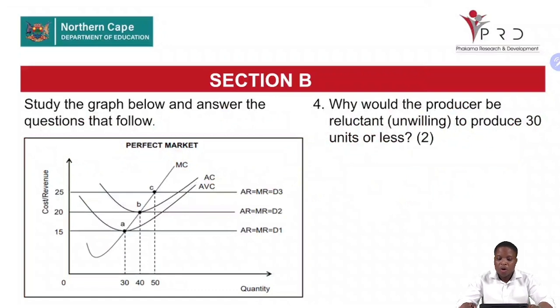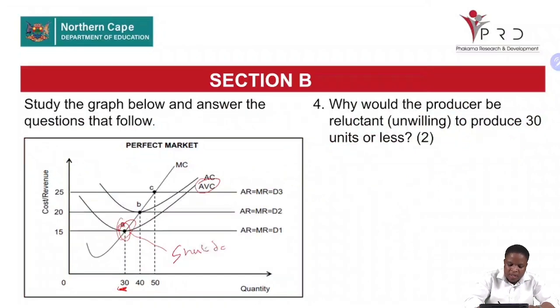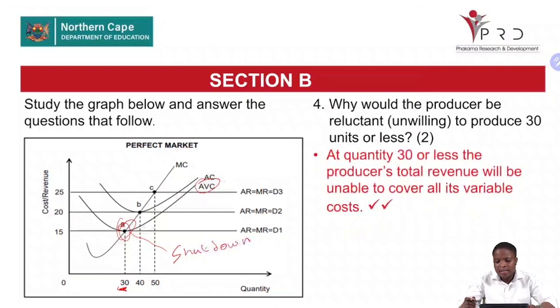Question number 4. Why would the producer be reluctant and unwilling to produce at 30 units or less? This is 30, right? What is happening here? ABC. We call it a shutdown. So a business will be reluctant. You won't produce because they cannot cover their average variable cost. They are shutting down. At quantity 30 or less, the producer's total revenue will be unable to cover their variable cost. That's why they won't produce at 30 and below.